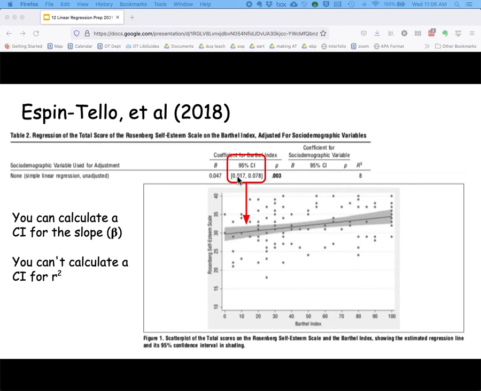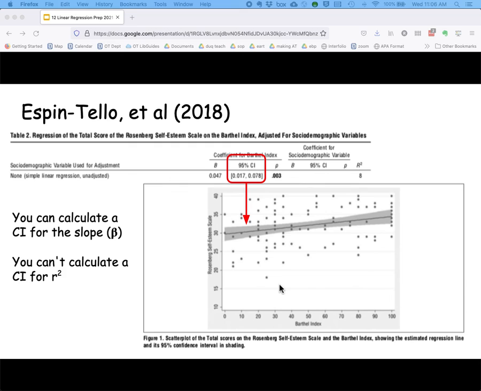On the other hand, what you're seeing is these are very small slopes. So an increase of 1 in the Barthel index produces at most a 0.078 increase in the Rosenberg self-esteem scale, which just isn't very much, right? So you can see it goes from 0 or maybe 10 up to 40. Getting a 0.078 increase is not going to get you a whole lot of difference.